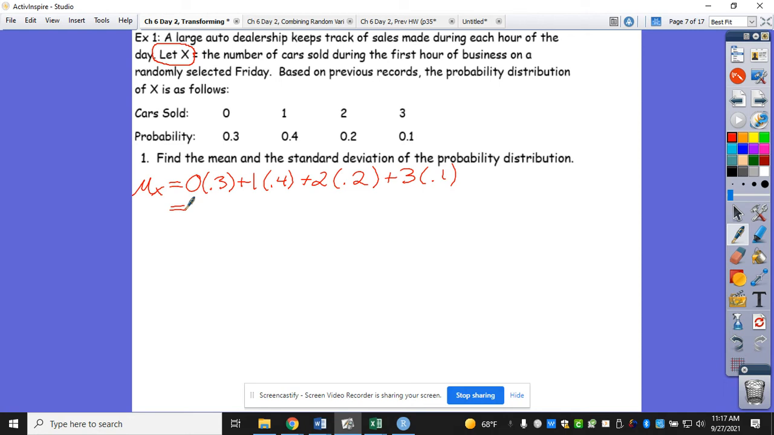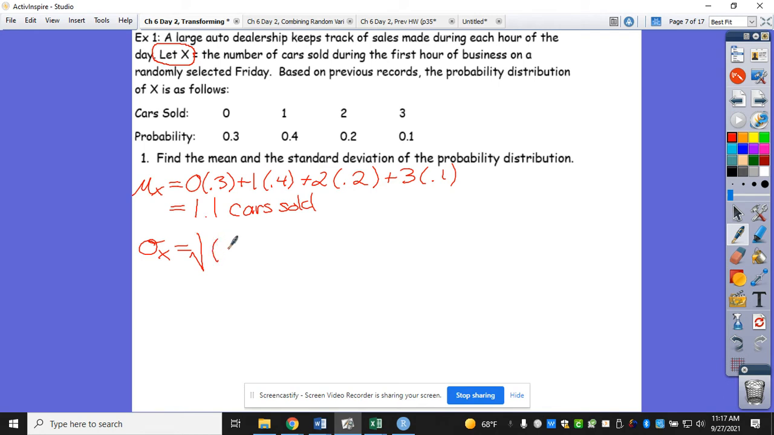So what do I get as my answer for me? And my units are cars sold. So I could go through variance, writing out my equation, but the standard deviation is the square root of variance. So if you don't want to write them both, because we're not going through them, just write that this is the square root of, and then do your work.